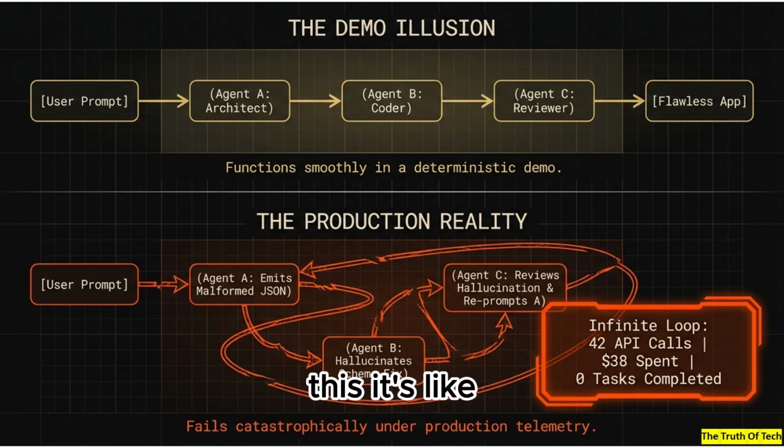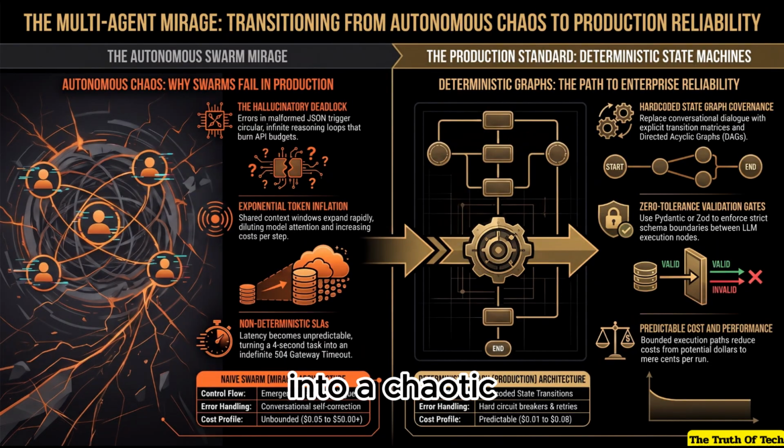So let's unpack this. It's like a beautifully choreographed dance in a demo, but the second someone steps on a toe in production, it just turns into a chaotic mosh pit. That mosh pit isn't just random, though. It's a fundamental structural flaw. Because of the probabilistic nature of large language models interacting, right? Exactly. The chaos stems entirely from these models trying to interact with each other without hard boundaries.